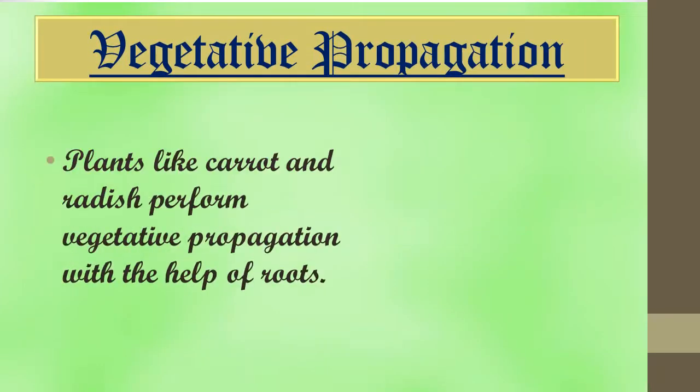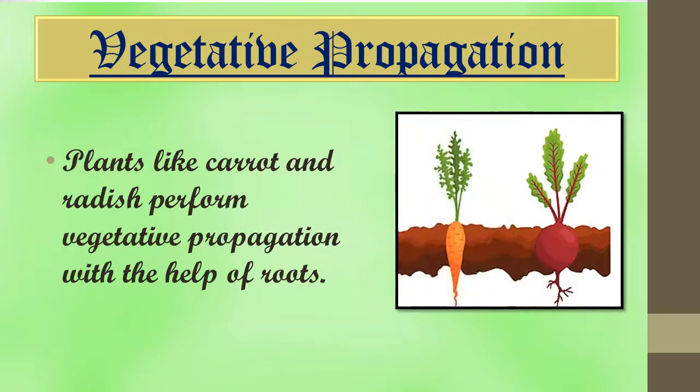Now the next example is plants like carrot and radish, which perform vegetative propagation with the help of their roots. You can observe that with the help of their roots a small plantlet can grow. So this is vegetative propagation in different plants.